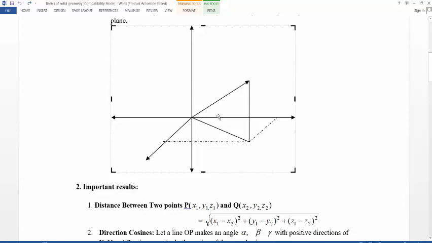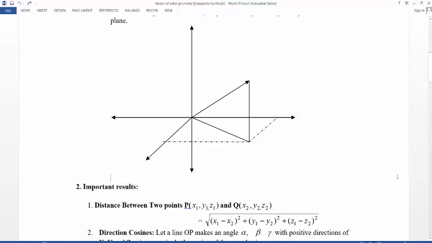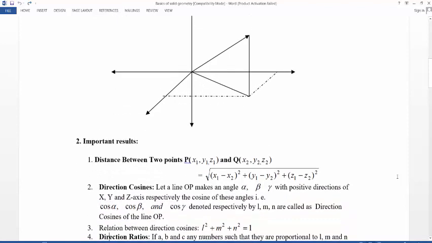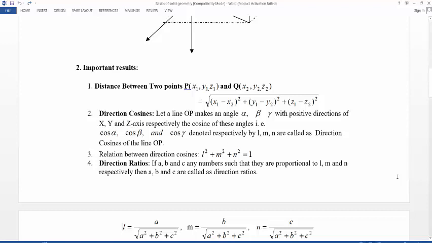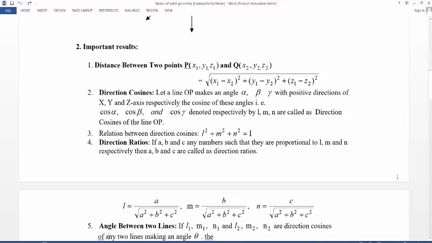Then to describe this one, we have to calculate this distance. This is suppose x axis, this is y axis, and this is z axis. So this distance say x, this is say y, and this is say z. So after this we get x1, y1, z1, and distance formula is given by square root of (x1 minus x2) whole square plus (y1 minus y2) whole square plus (z1 minus z2) whole square.